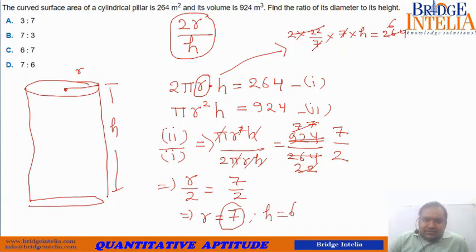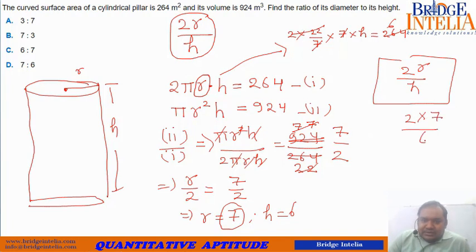So we have been asked to find 2r upon h. r is equal to 7, so 2 into 7 upon 6. So 14 is to 6 comes out to be 7 is to 3. So this must be the answer.